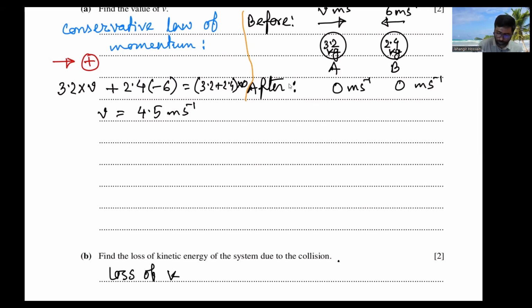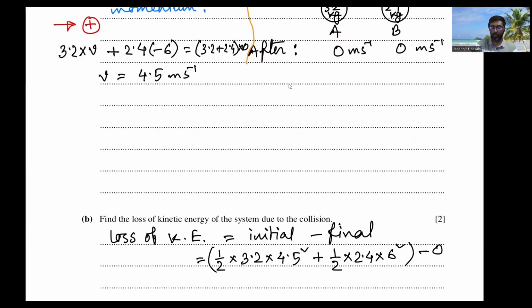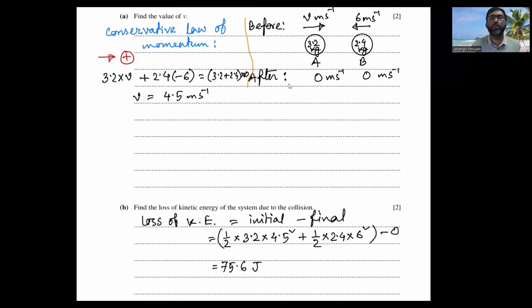So what do you do? Loss of kinetic energy is the initial kinetic energy of the system minus the final kinetic energy. The initial kinetic energy will be the kinetic energy of particle A, half into its mass into its speed square, plus the initial kinetic energy of B, half into its mass into its speed square. Both particles come to rest, so final kinetic energy will be 0. And this will be half into 1.6 into 4.5 square plus half into 1.2 into 6 square, that is 75.6 joules. That's the loss of the kinetic energy of the system due to the collision.